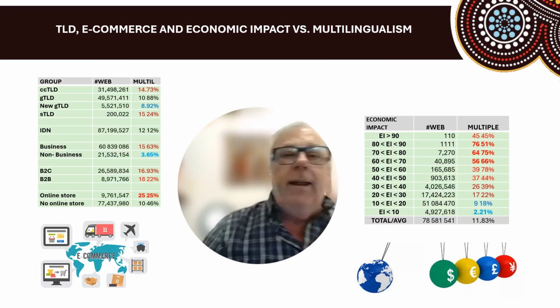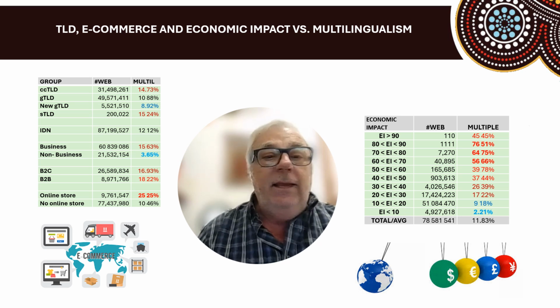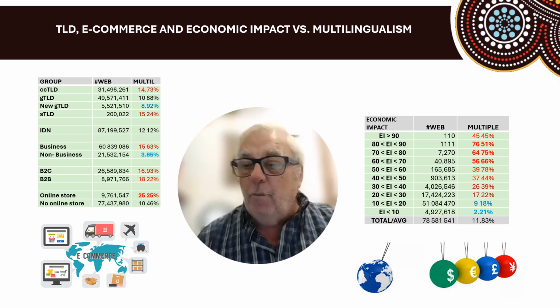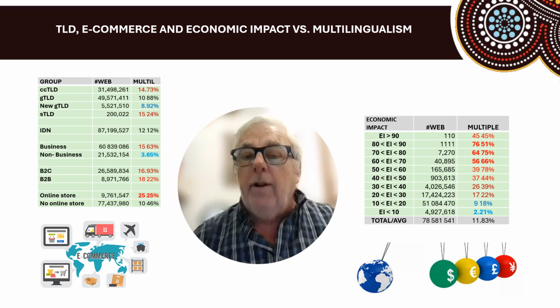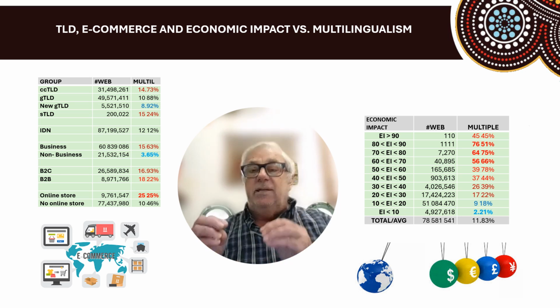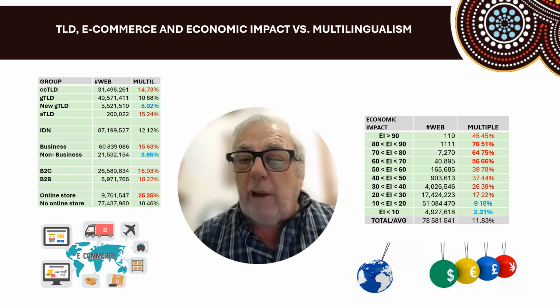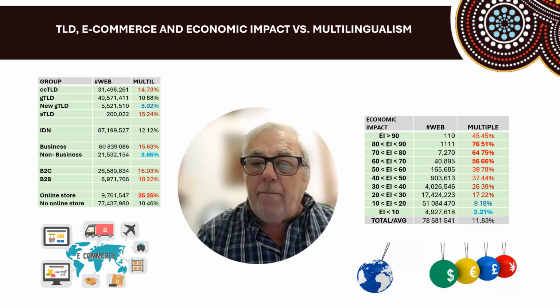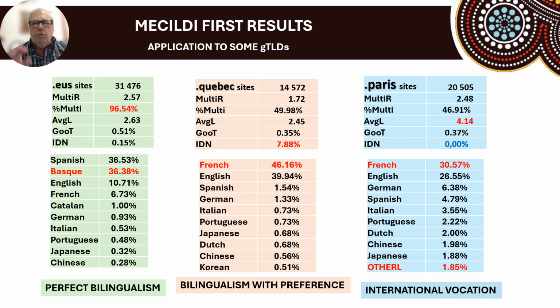If you take it by type of website, you will discover, which is not a surprise, that e-commerce websites are highly multilingual. If you want to sell your product, you need to speak the language of the customer. Very interesting insight: economic impact and multilingualism are highly correlated. You will see on the right part, the more economic impact, the more multilingualism. Now we'll show you some specific studies by domain.